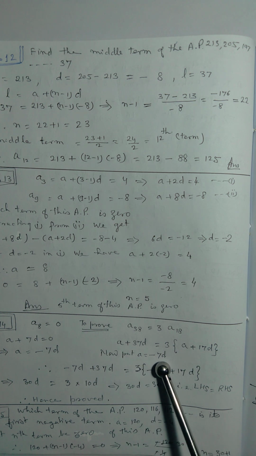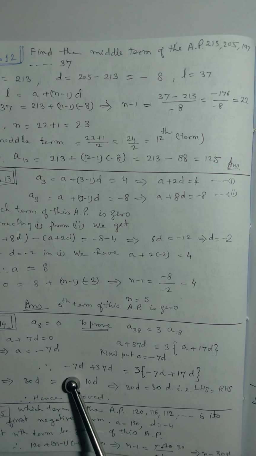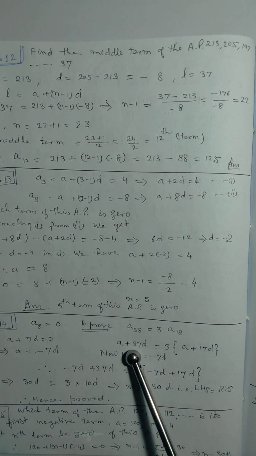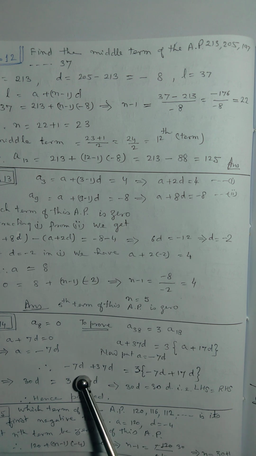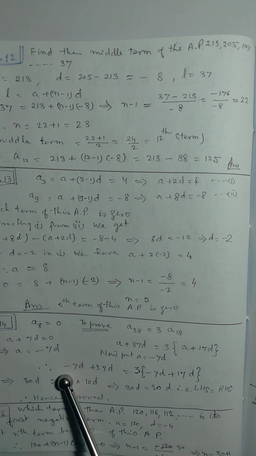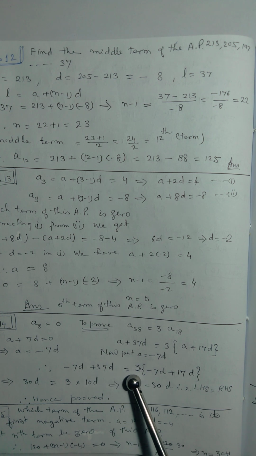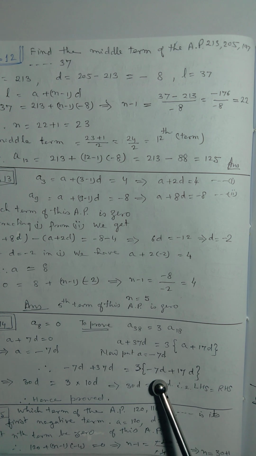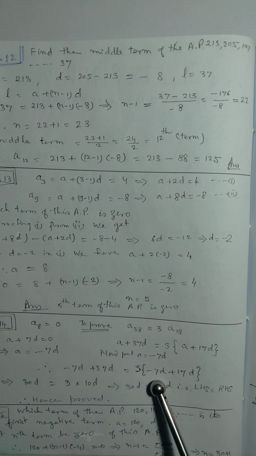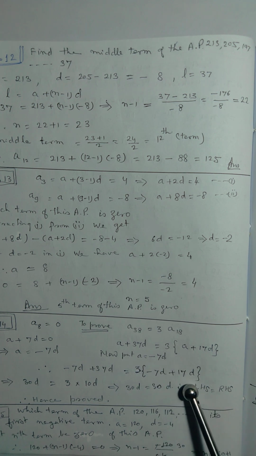Now put a is equal to minus 7d. So for this, it is minus 7d plus 37d. You see, in this equation, I have substituted the value of a, that is minus 7d plus 37d is equal to 3. Inside the bracket, in place of a, I have written minus 7d plus 17d.